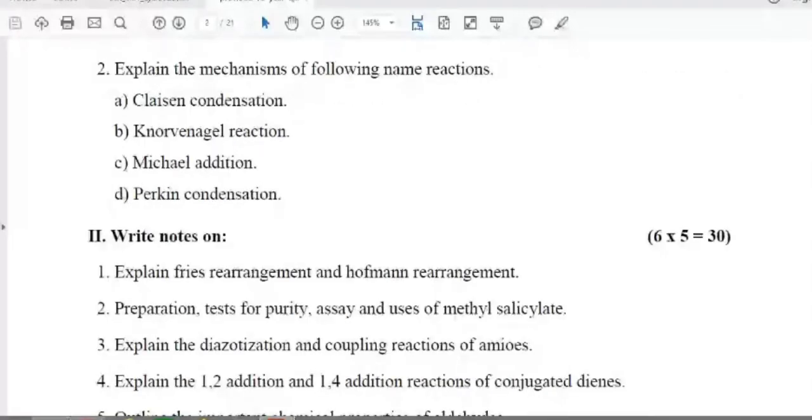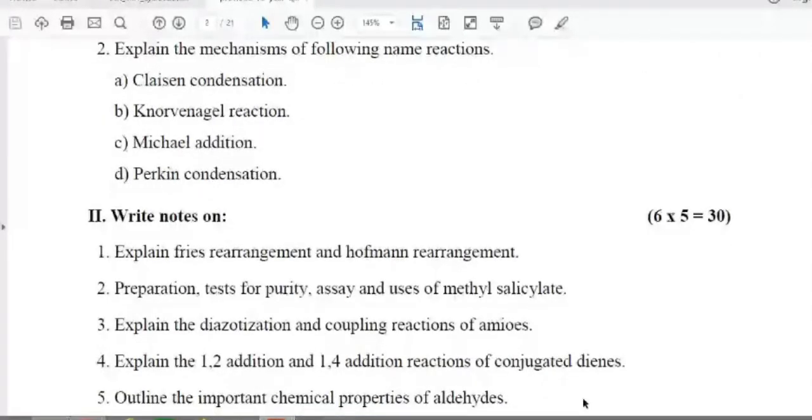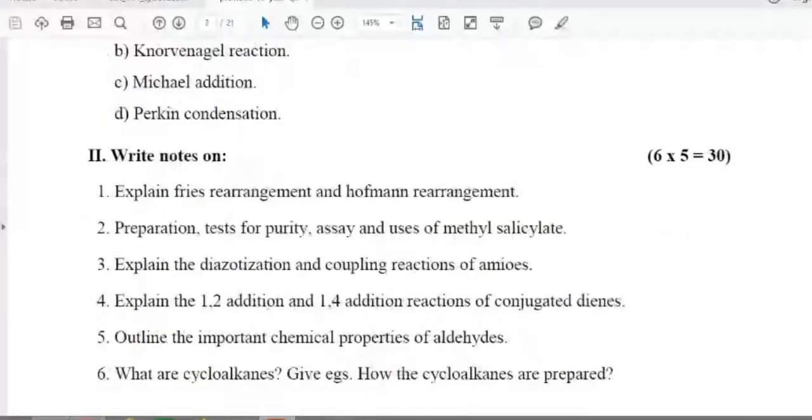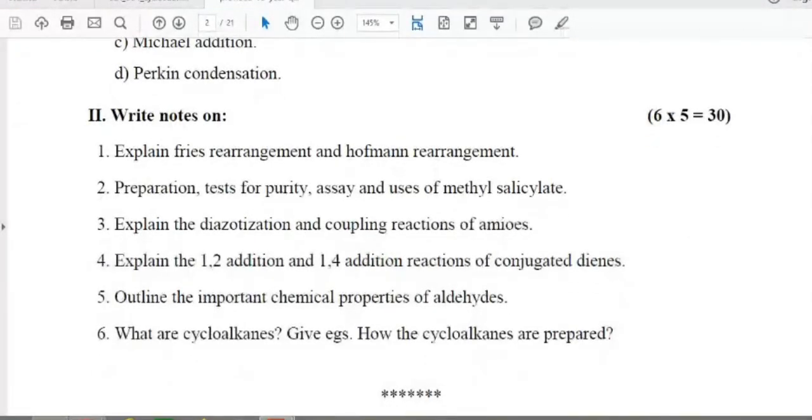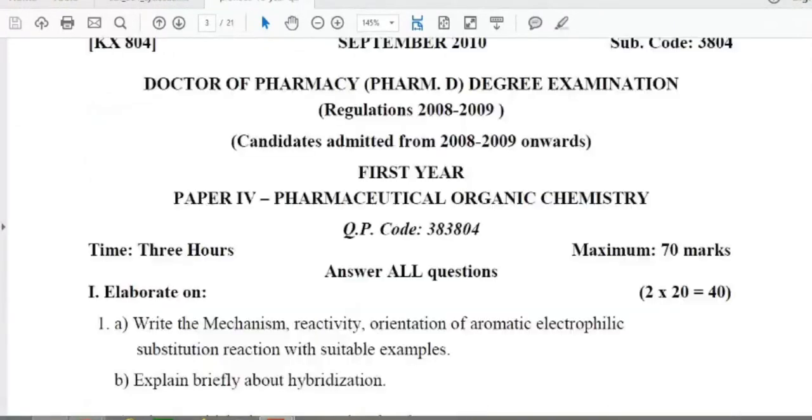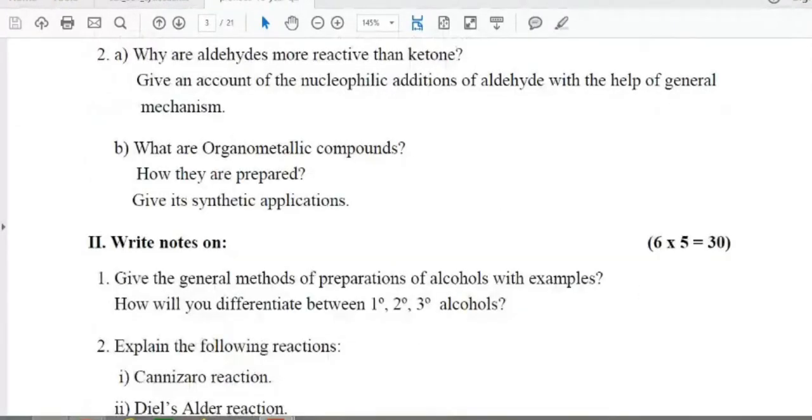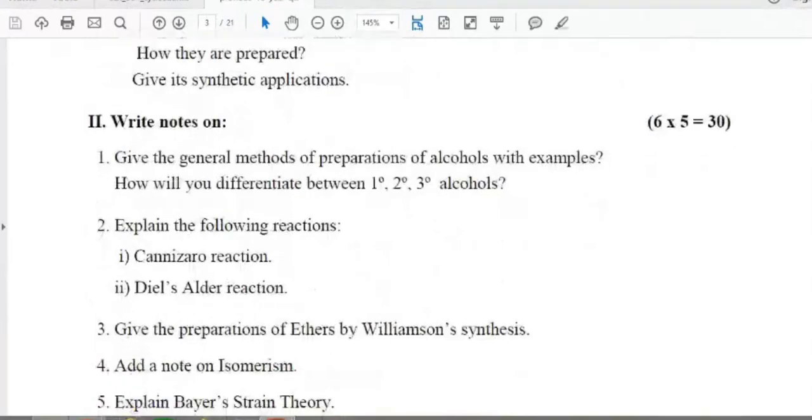Explain 1,2 addition and 1,4 addition reactions of conjugated dienes. This will be the topic of our coming sessions. See here, 6 into 5 is 30, so each question carries 5 marks. In that, explain the following reactions: Cannizzaro reaction, Diels-Alder reaction. So sometimes it may be asked in your examination, like 5 marks, 6 marks.